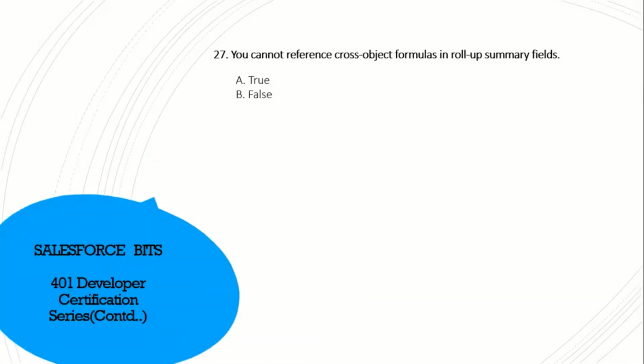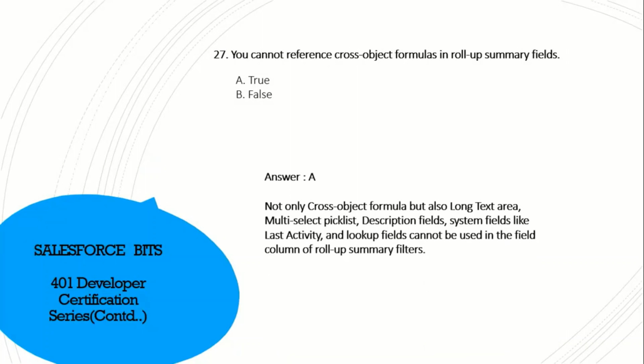You cannot reference cross-object formulas in the roll-up summary field. The answer is true, because not only cross-object formula but also the long text area, multi-select picklist, description field, system fields, and fields like last activity and the lookup fields can also not be used in the roll-up summary.